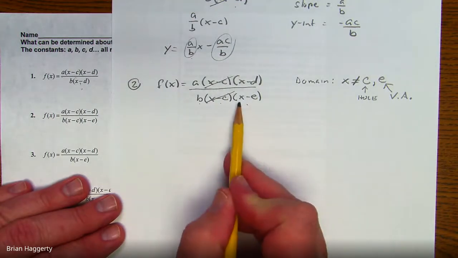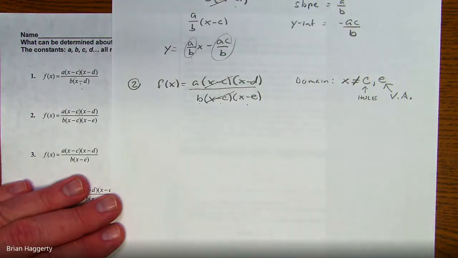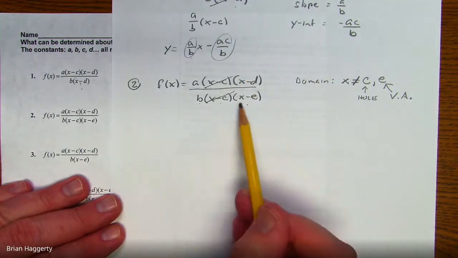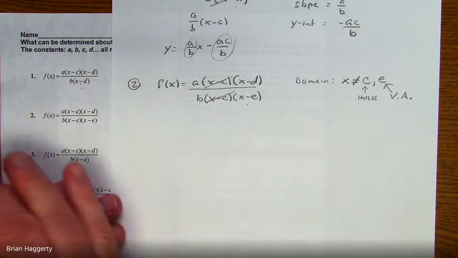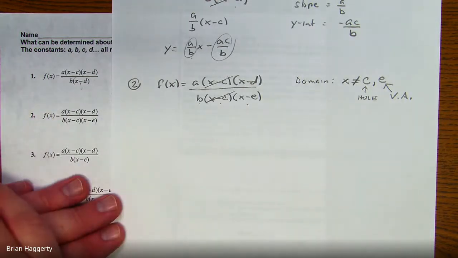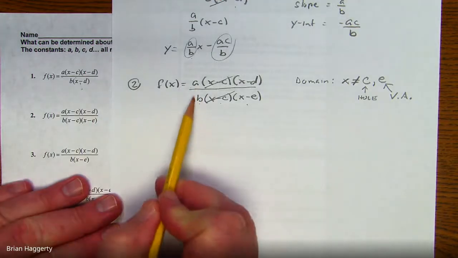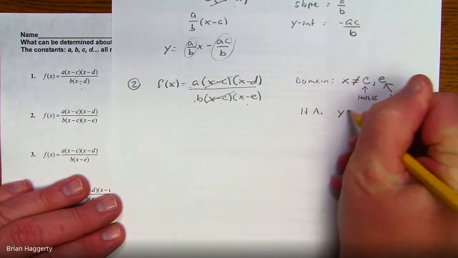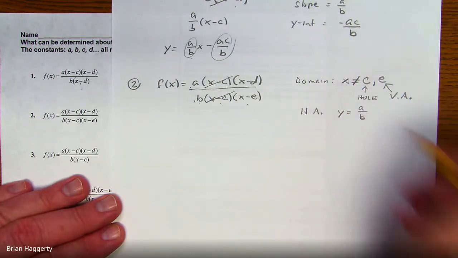Now, it still has that x minus e on the bottom, so it still has that general rational flavor to it. So another thing to examine would be, does it have a horizontal asymptote? What would the degree of the top be? Degree of the bottom is, does 1 equal 1? Yeah, so the degrees are the same. If the degrees are the same, it's going to be the ratio of the lead coefficients. But what are the lead coefficients? A and B. So we have a horizontal asymptote at y equals A over B.